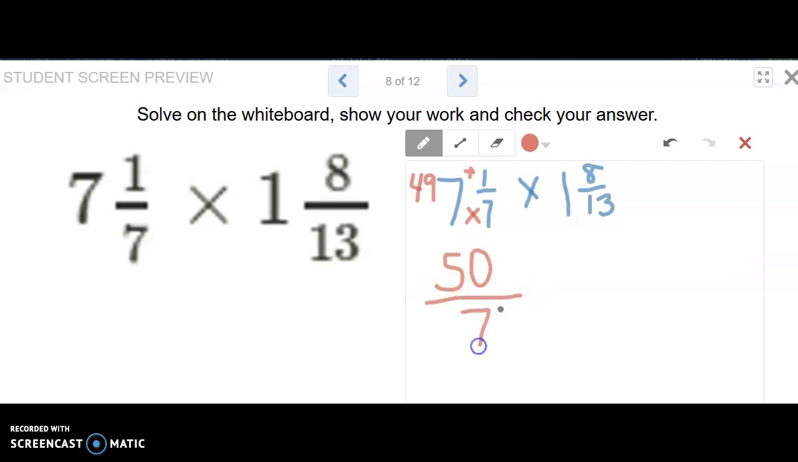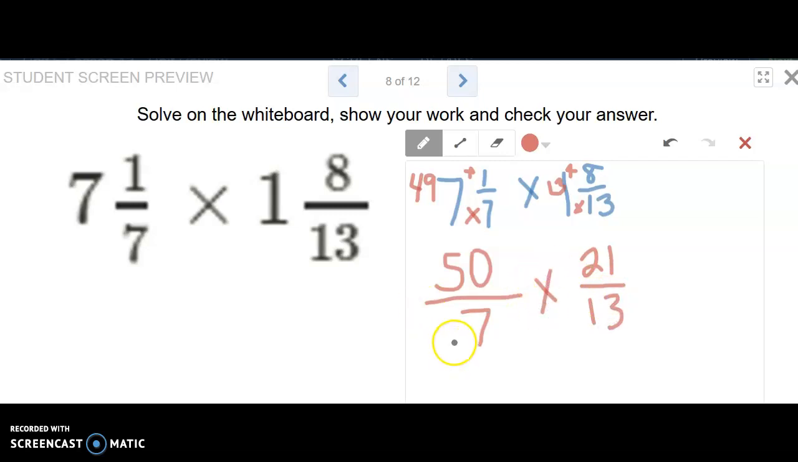over 7. Let's do the same thing for my second factor. So I'm going to multiply my denominator times my whole number. 13 times 1. That gives me 13. And I'm going to add my numerator, so I get 21 over 13. So that's 21 over 13.